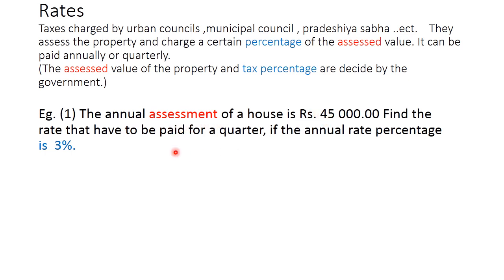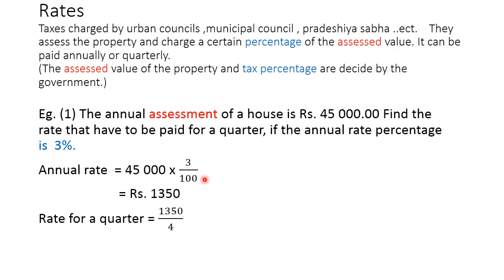Example, the annual assessment of a house is 45,000 rupees. Find the rate that has to be paid for a quarter if the annual rate percentage is 3. This is decided by the authority. This one is also decided by the authority. Then the annual rate is 45,000 of 3%, 1,350 rupees. Quarterly means 1/4 of the sum. Divide 1,350 by 4: 337 rupees and 50 cents.